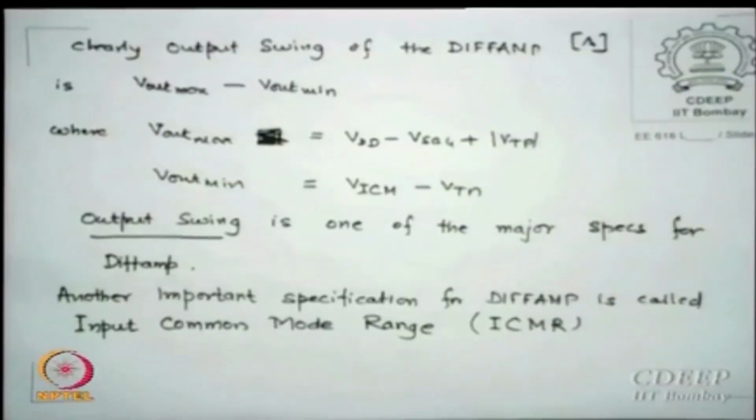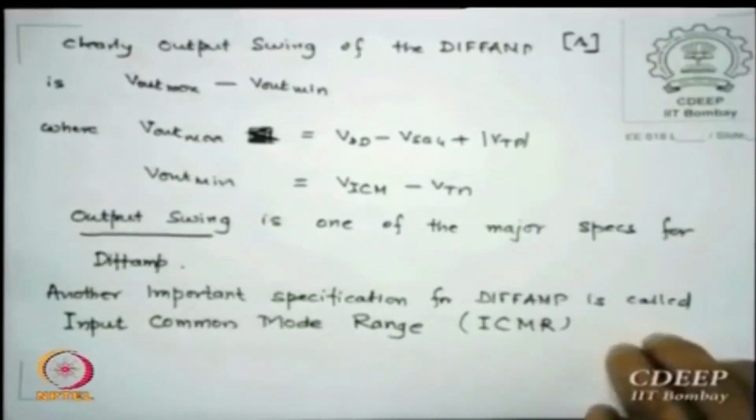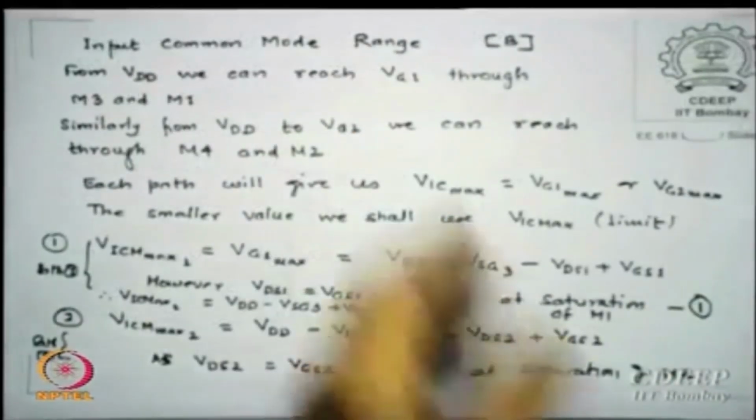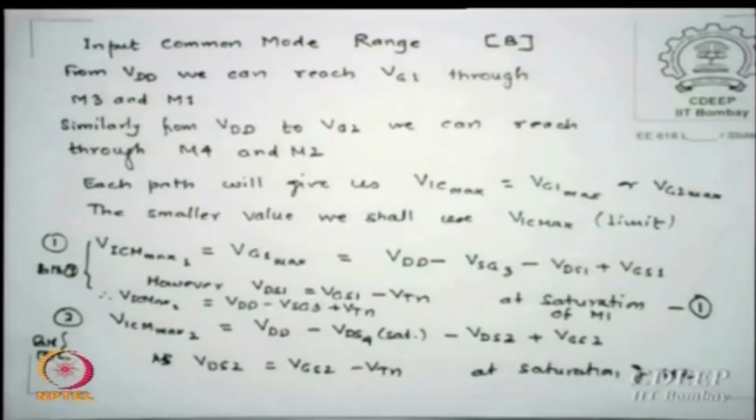which is what is called an input VICM. So now I will derive that ICMR. Another important specification of a DFAM is called input common mode range, okay. Is that okay? So should we go ahead? A was output swing, so B is named as input common mode range.